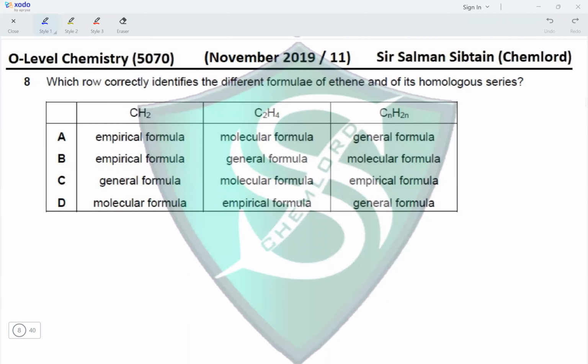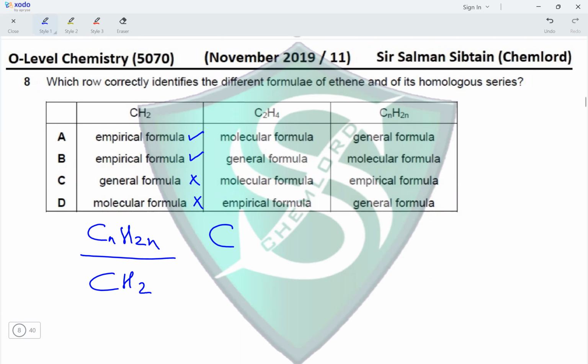Question 8. Which row correctly identifies the different formulae of ethene and its homologous series? Ethene is an alkene. Alkene has an empirical formula. So the general formula is CnH2n. So if you remove the n, the empirical formula would become CH2. So CH2 is the empirical formula. Options A and B are correct. C and D have been eliminated.